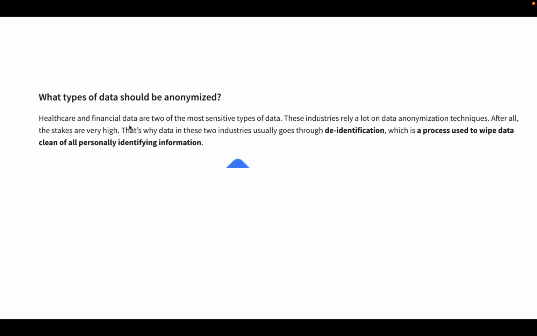Healthcare and financial data are two of the most sensitive types of data. Yeah. These industries rely a lot on data anonymization techniques. After all, the stakes are very high. That's why data in these two industries usually goes through de-identification, which is a process used to wipe data clean of all personally identifying information.